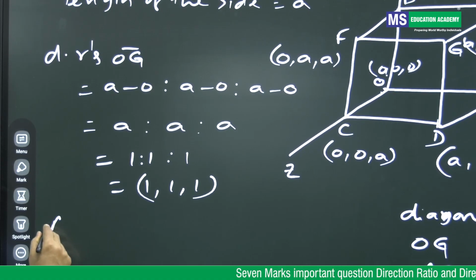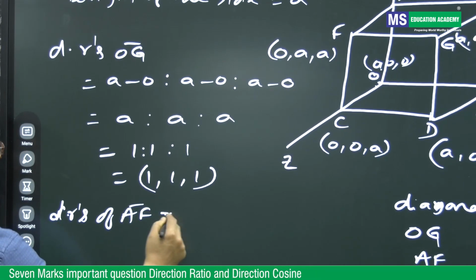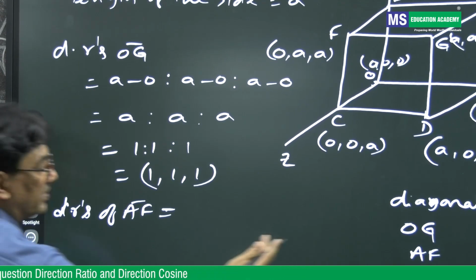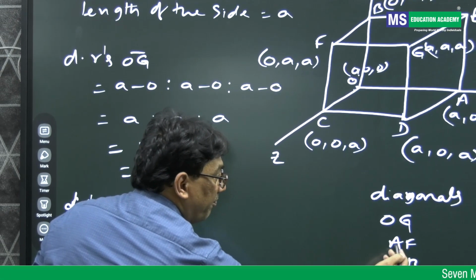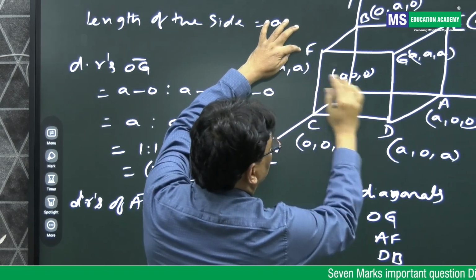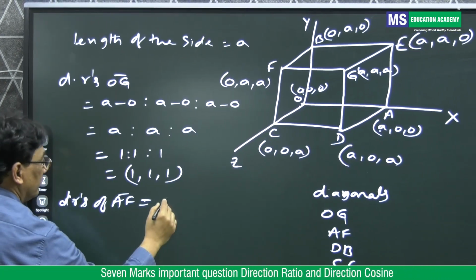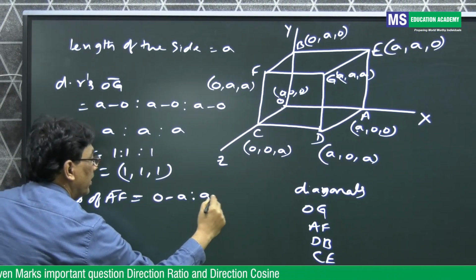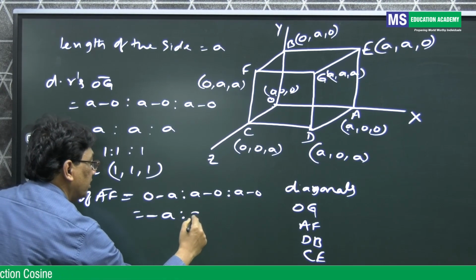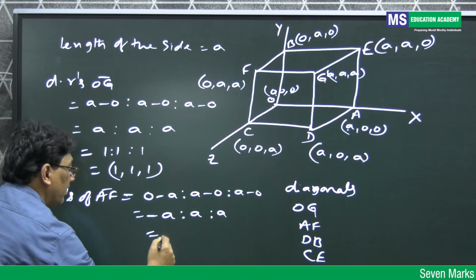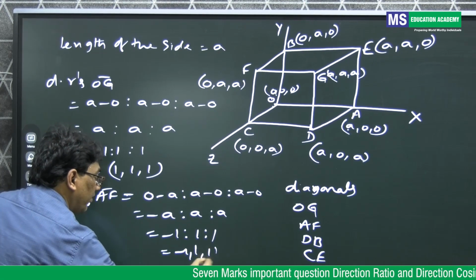Same way, DRs of AF. That means F minus A, second one minus first one always. That means 0 minus A, A minus 0, A minus 0. The values come as minus A is to A is to A. A can be cancelled. Minus 1 is to 1 is to 1. That can be written as minus 1, 1, 1.